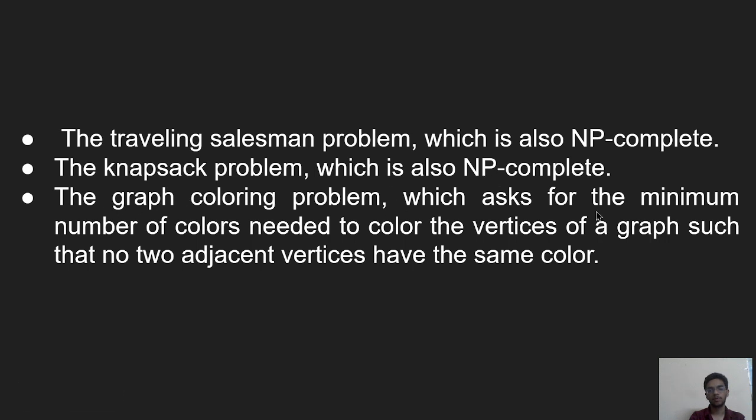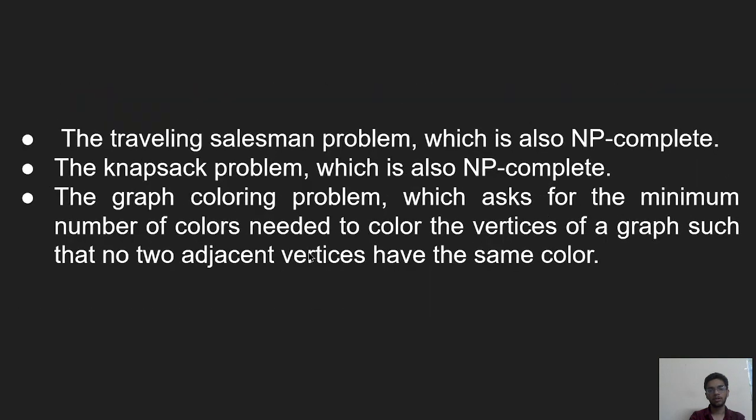The graph coloring problem asks for the minimum number of colors needed to color the vertices of a graph such that no two adjacent vertices have the same color. In the graph coloring problem, we have to color all the vertices, and no adjacent vertices can have the same color.